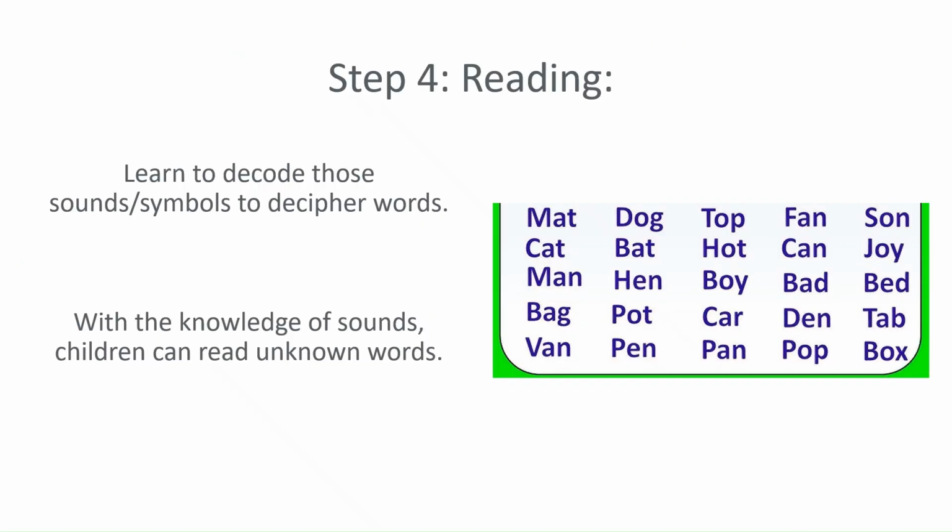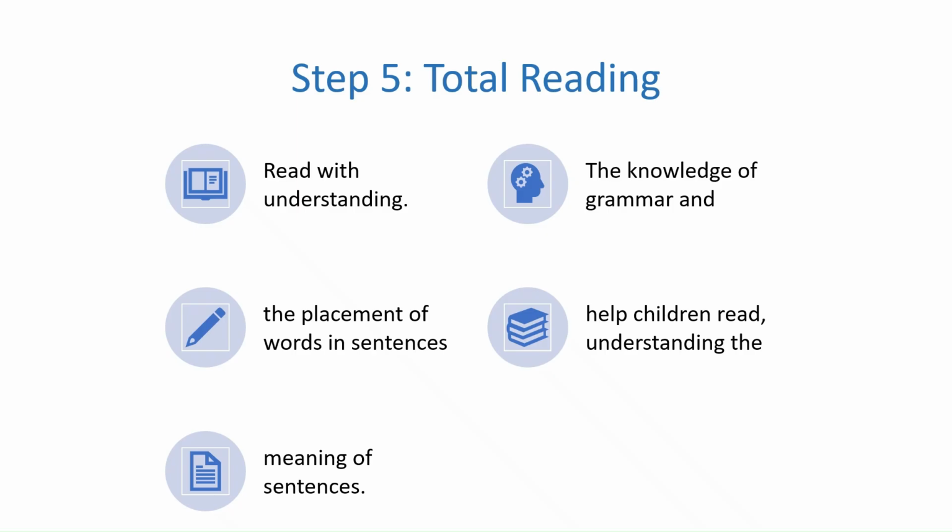The fourth step is reading. Learn to decode those sounds and symbols to decipher words. With the knowledge of sounds, children can read unknown words, like they can see at, mat, dog, and so on. Step 5, total reading. Read with understanding. The knowledge of grammar and the placement of words in sentences help children read, understanding the meaning of sentences.